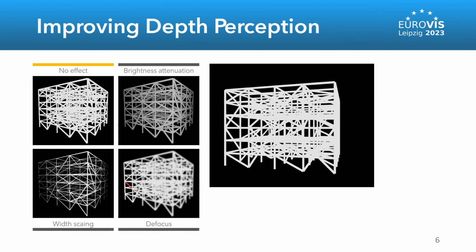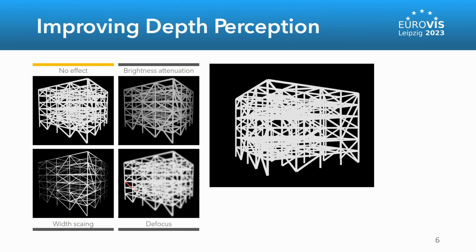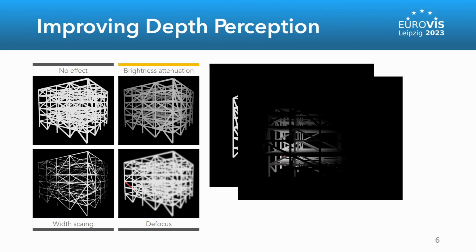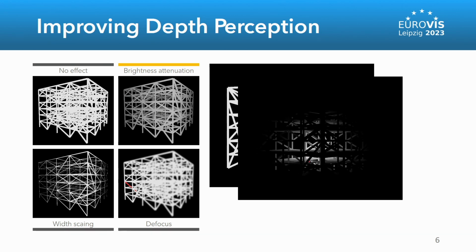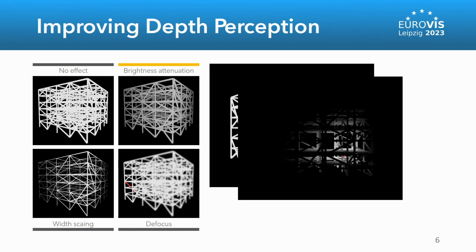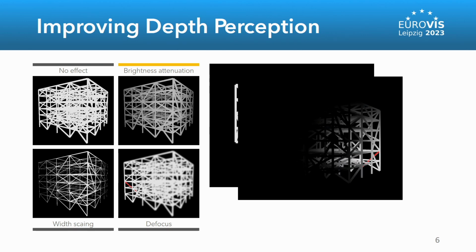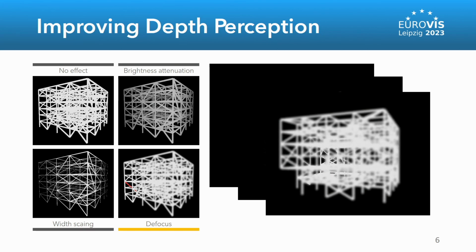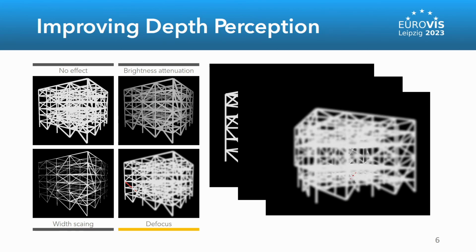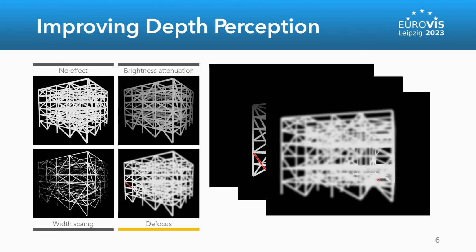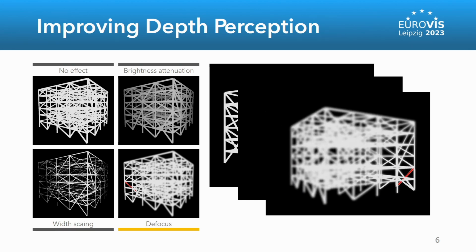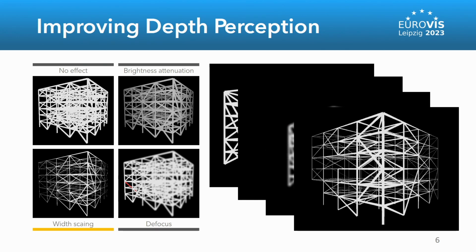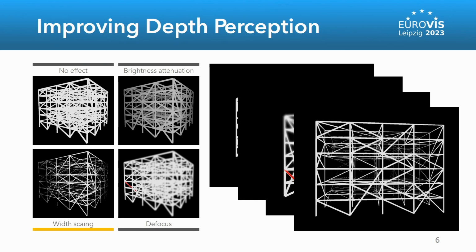Clearly, there are some issues with visual clutter and understanding the exact topology of the structure. Using brightness attenuation, elements of the structures are more easily distinguished. Here, the brightness is attenuated relative to a selected element in red. The defocus effect puts a stronger highlight on the area around the selected elements, but keeps the complete structure fully visible. And lastly, we feature a width scaling effect, here now based on the distance to the camera.